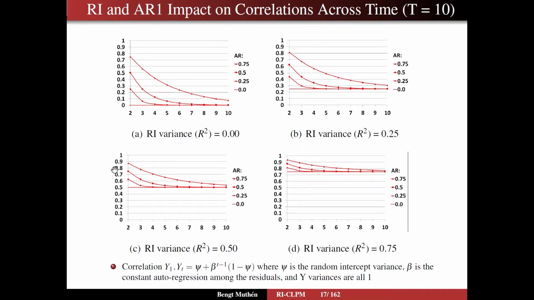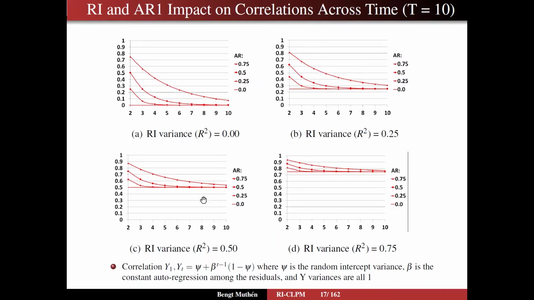Here's a fairly common situation with the random intercept contribution R square of about 0.5. And we see then that the correlation between the first and second time point has a contribution above that by 0.75, for instance, in the autoregressive coefficient 0.5 case.